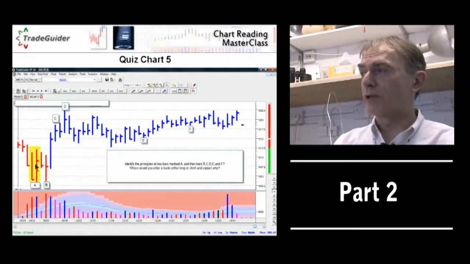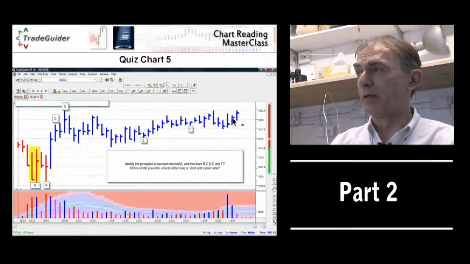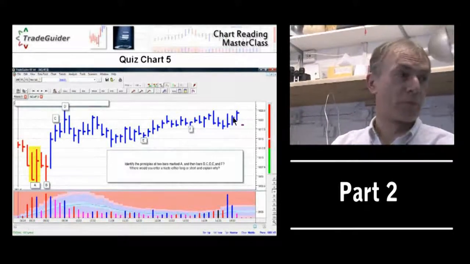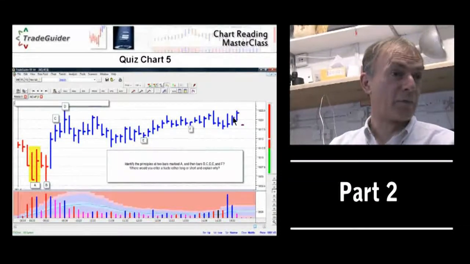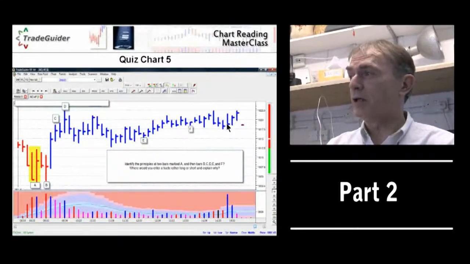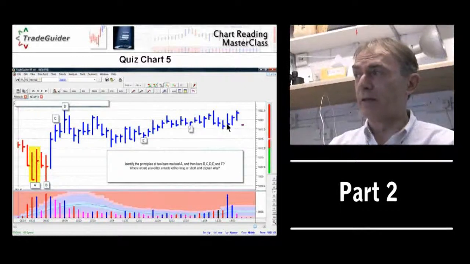Also, notice what happens to the next bar. The next bar is actually an up bar. Now, for that to have been true weakness, the next bar wouldn't have been up. Correct. It should have been down. So it shows that there must have been some buying in that bar for the next bar to be up.